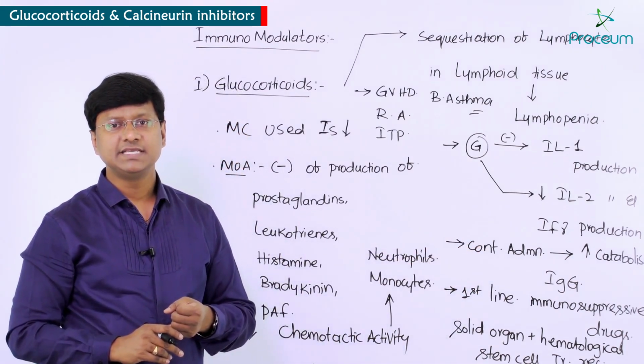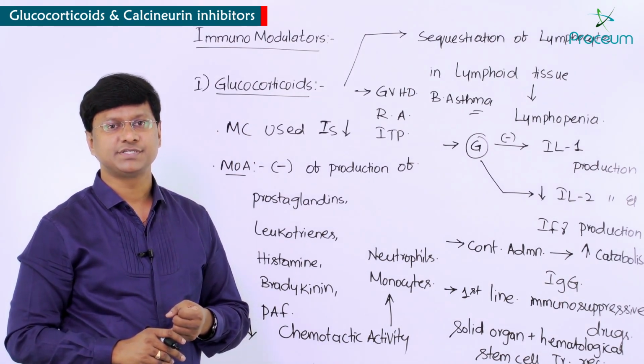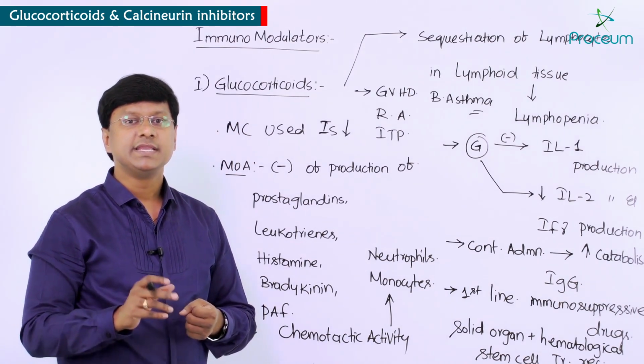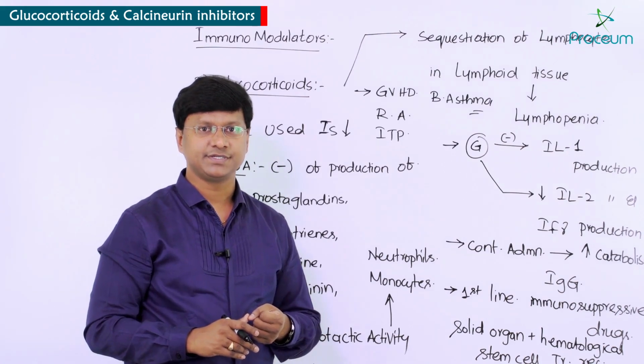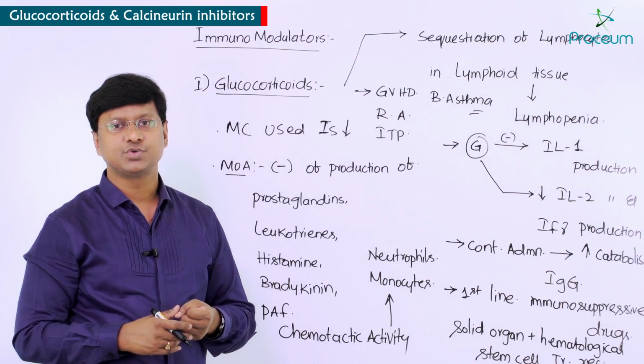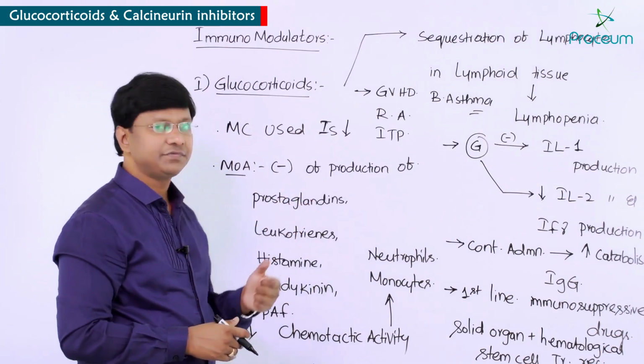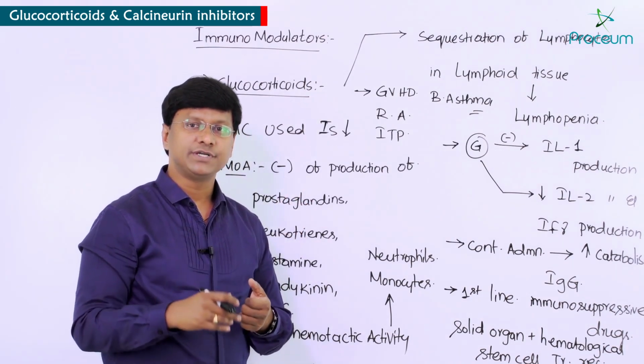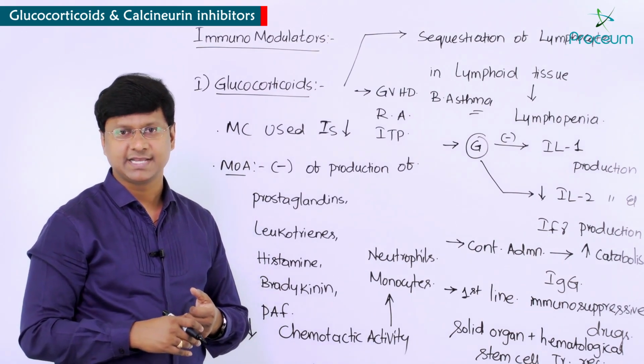And remember, these are used as the first line immunosuppressive drugs for solid organ as well as hematological stem cell transplant recipients. And not only that, these are also used for the treatment of graft versus host disease, also used in the treatment of immune thrombocytopenic purpura, rheumatoid arthritis, as well as bronchial asthma.